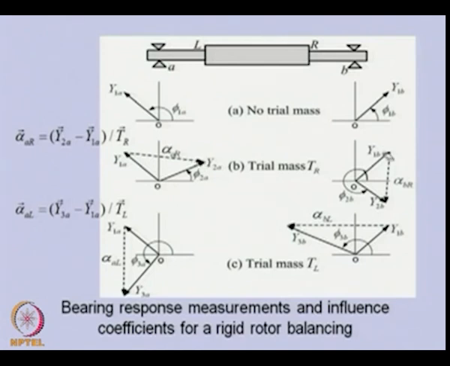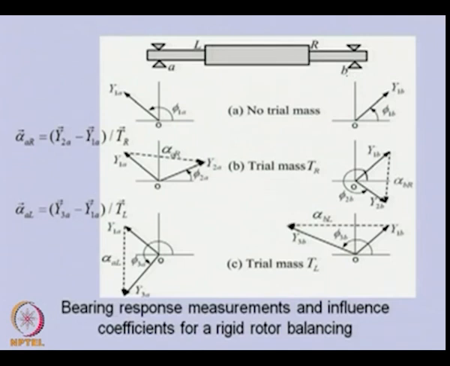Similarly, if we keep this vector here, from here to here, this will be the difference of the two vectors which we have obtained without trial mass and with trial mass, and this will be the effect of the trial mass which we kept in the right plane when we are measuring in the B plane.